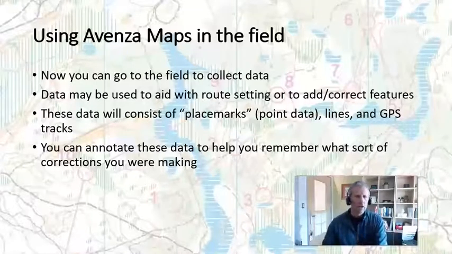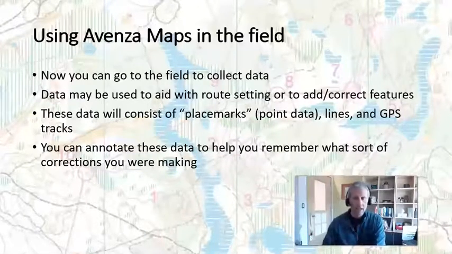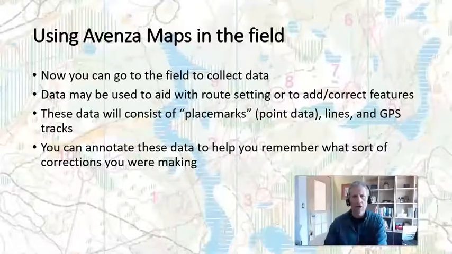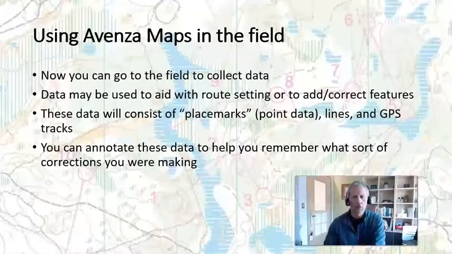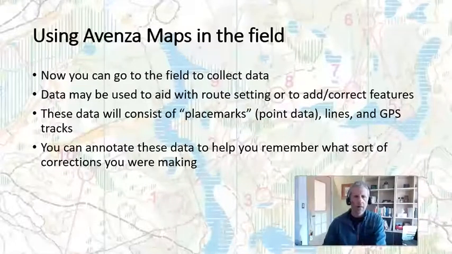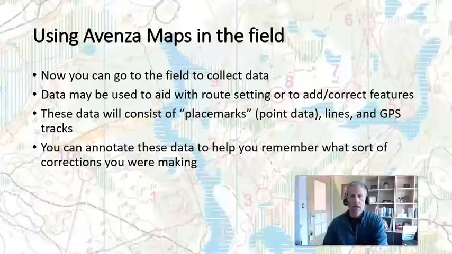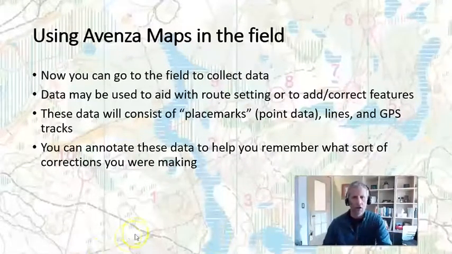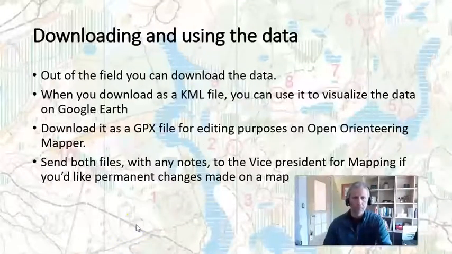The data that you're going to collect will consist of place marks, which are point data, or lines or GPS tracks or a couple of other types of data that you can collect as well. You can make notes on the data that you collect that will help you to remember what they are, and then when you send them along for map editing, it will be relatively clear what I am supposed to do on the map or what someone else who's doing the cartography is supposed to do.